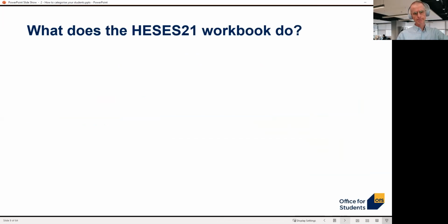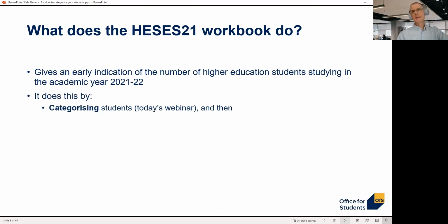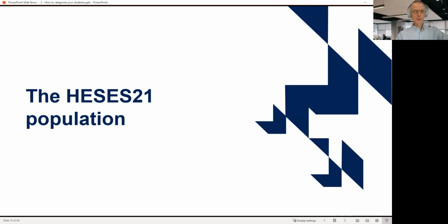What's it for? It gives us an early indication of the number of higher education students studying in the academic year 2021-22, and does this by categorizing students. And as I say, that's the focus of today's webinar, and then counting them in their different categories. And that's the focus of the next session next week. So this brings us on to consider what's referred to as the HESES21 population. But before we look at this closely, I just want to talk about the unit of measure that we use.